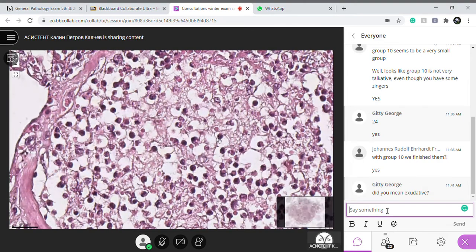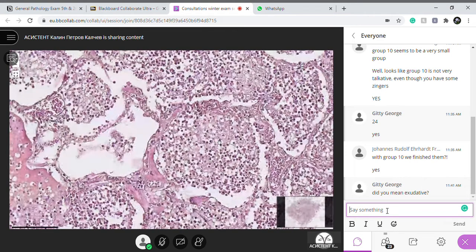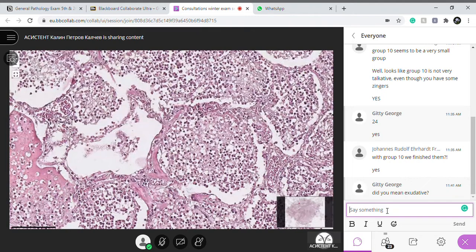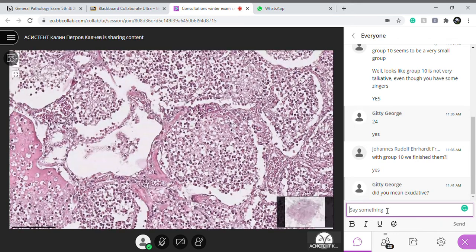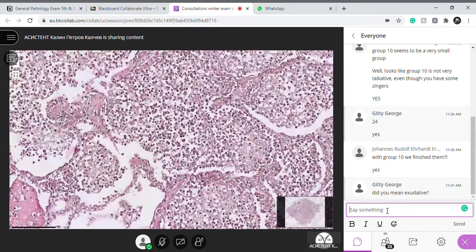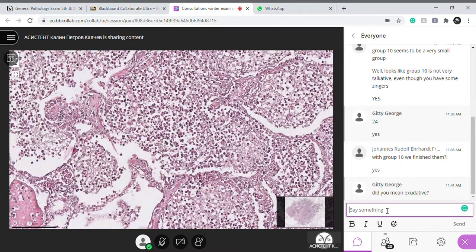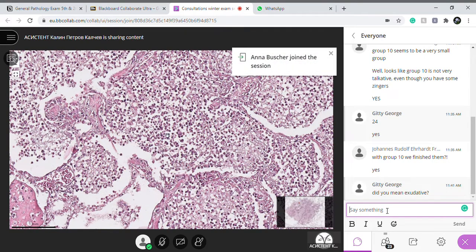When we have so much fibrin in inflammatory exudate, we define this as fibrinous inflammation. And actually, here we have a fibrinous pneumonia. For some historical reasons, this fibrinous inflammation is called Kruppe's inflammation. So we can define this as Kruppe's pneumonia.